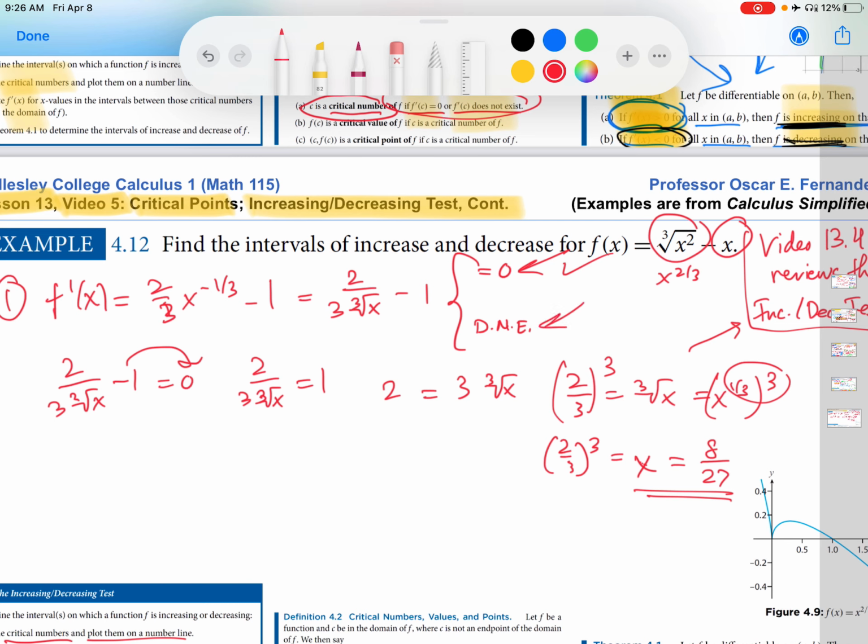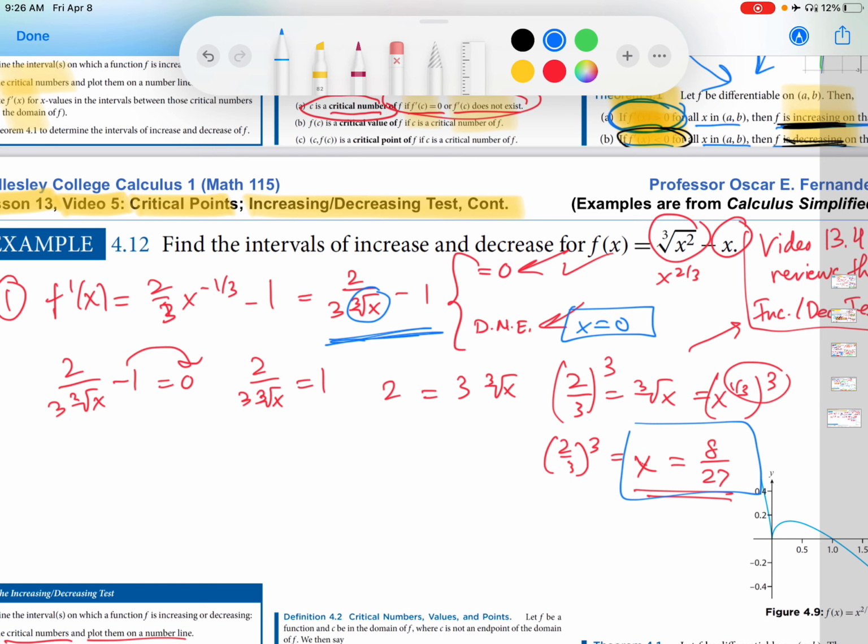Now I want to find where the derivative does not exist. In this example, we do have such values, because look at the derivative. It has an x down here, x to the 1/3. So x cannot be 0. That would make the derivative undefined. So that gives me x equals 0 as another critical number. So I have two critical numbers, 0 and 8 over 27.